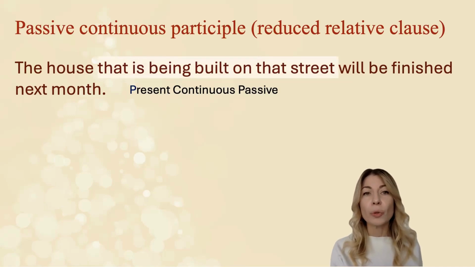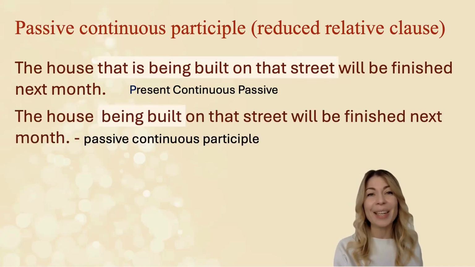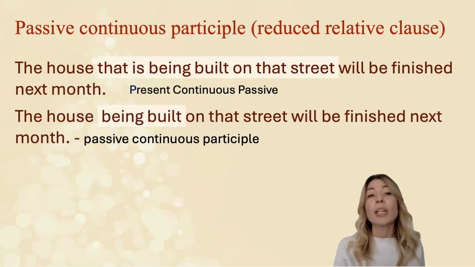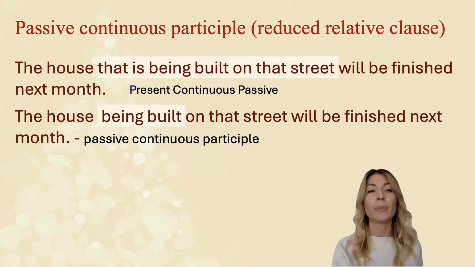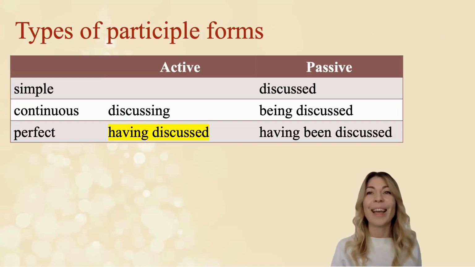So if you want to write it in a more economical way, in a more concise way, you can simply use this participle form, passive continuous form. The house being built, so you just get rid of that is and leave being built on that street will be finished next month. Yes, so this is also called reduced relative clause, and you can see we use this form after the noun here. And I'm not using any commas because this is essential information.